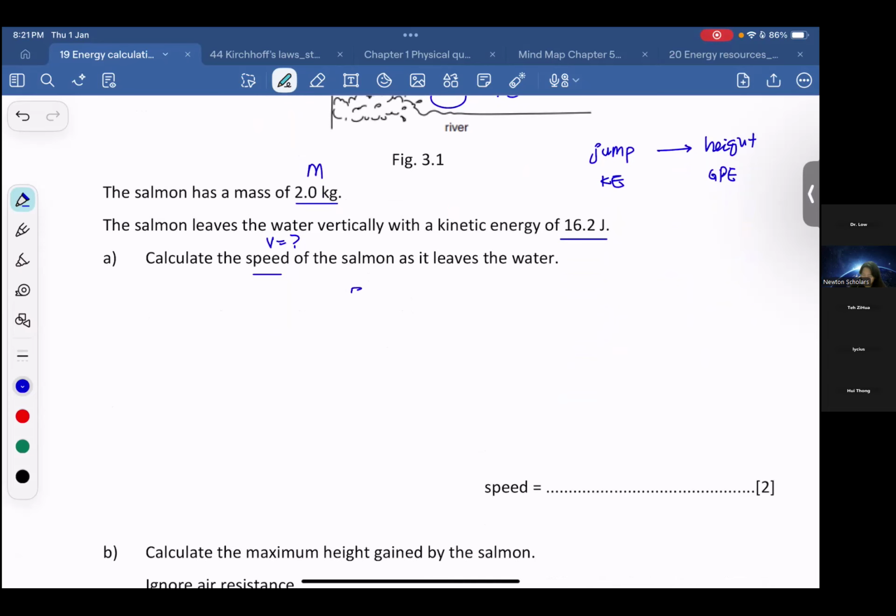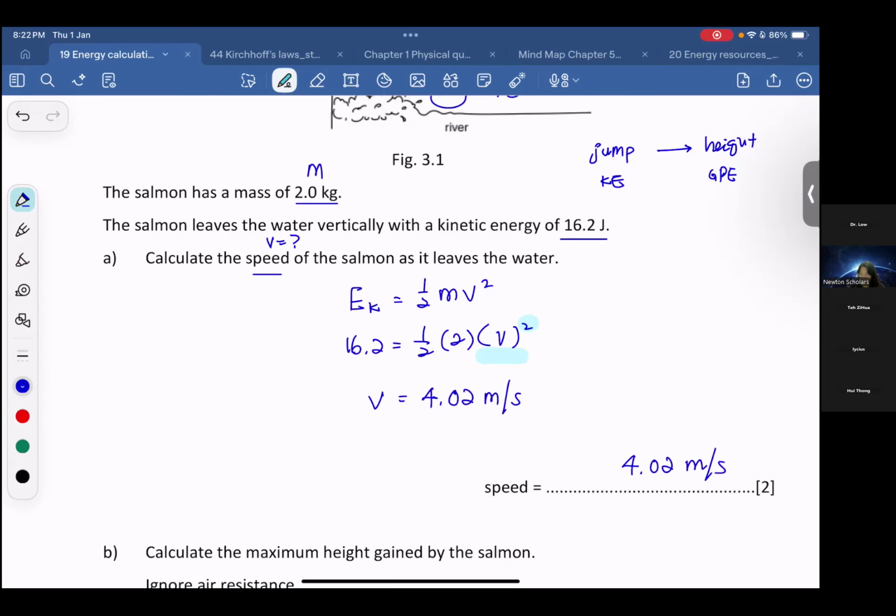So how about others? Kinetic energy is 1 over 2 mv squared. Energy is 16.2 equals 1 over 2 times 2 times v squared. Remember, the square is actually for v, not for the others. So after that, you have to square root it. If you do everything correctly, you don't copy our answer, you have to press your calculator by yourself. Make sure that you know how to use it and that you need to put a square root. So here, the answer is 4.02 meters per second.